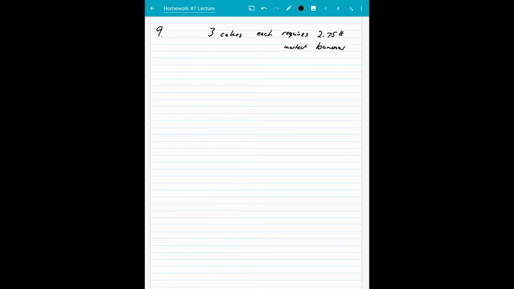I have to say mashed bananas. If the bananas had a yield percentage of 68.75%, how many pounds of bananas did you originally purchase to make the cakes? So how many pounds of bananas did we have to make the cakes?